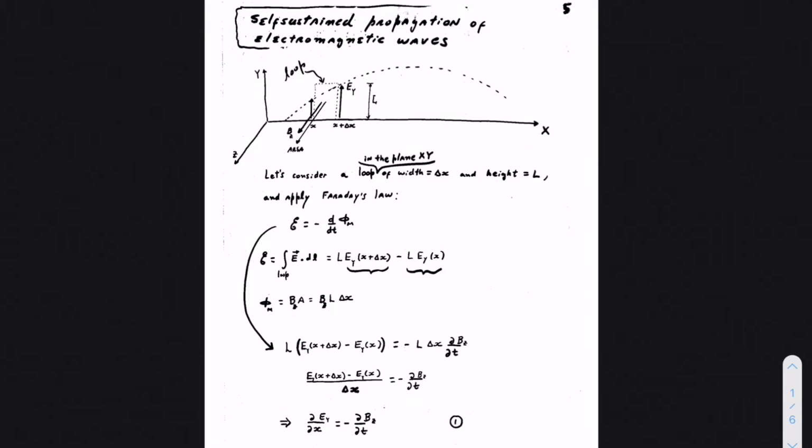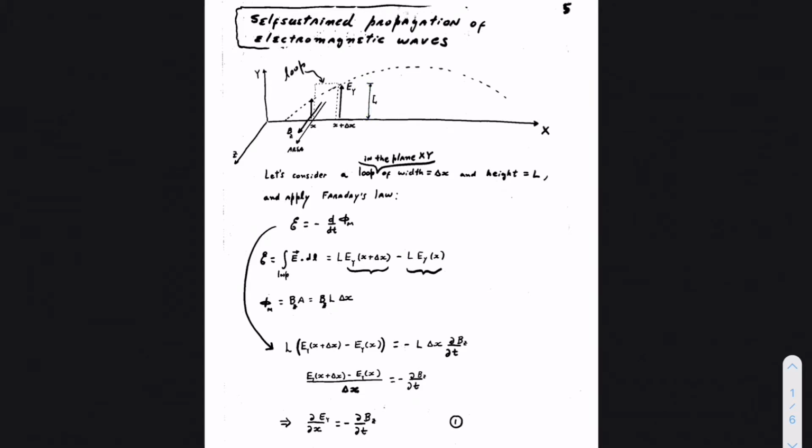Let's say an electromagnetic wave is propagating in the x direction. Then if the electric field points in the y direction, the magnetic field will point in the z direction. Now let us consider a loop on the xy plane like this, and then apply Faraday's law for this loop. Let's say the coordinate of this point is x, and this distance is delta x, then the coordinate of this point should be x plus delta x. And let's say the height of the loop is L.